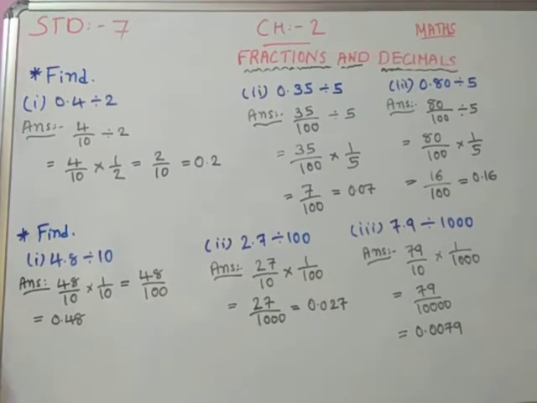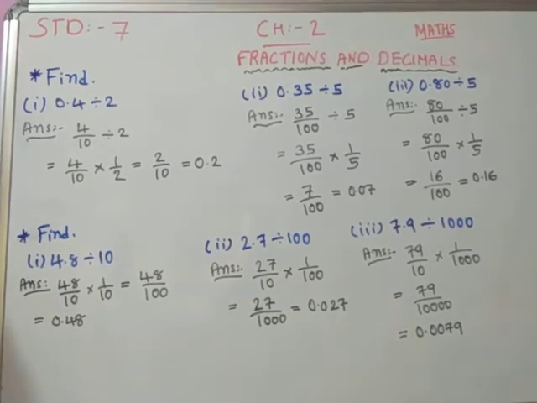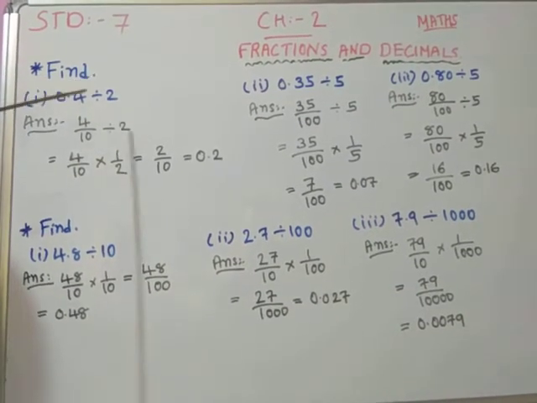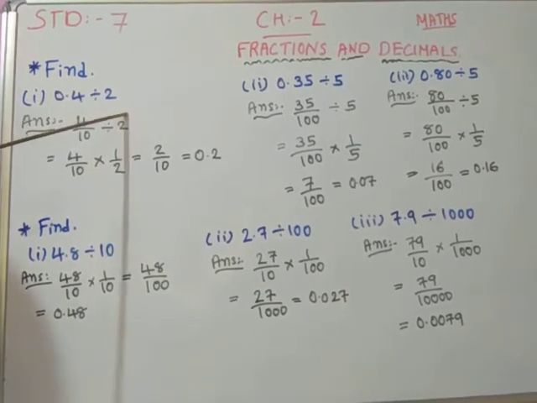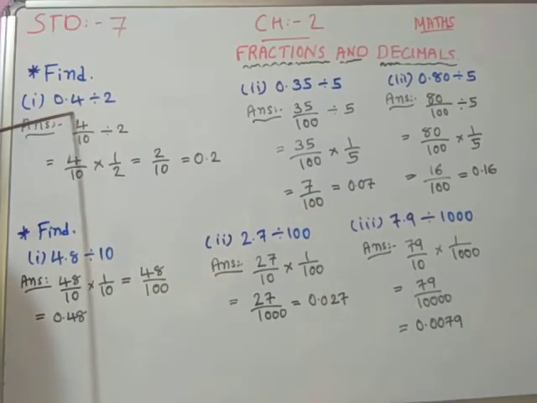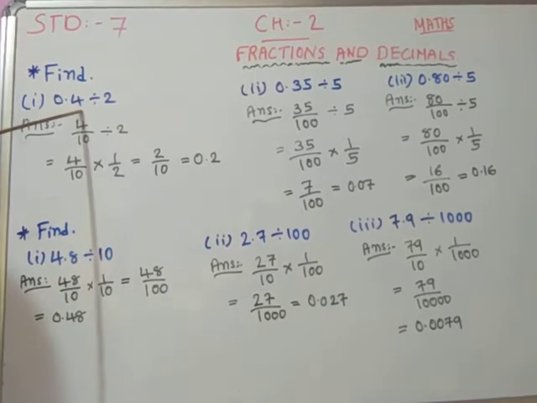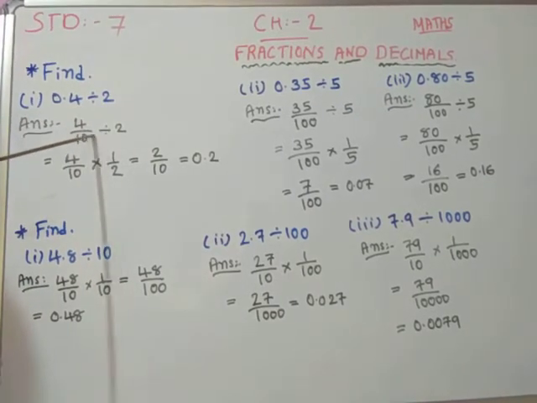Now let us understand the division of decimals. Let's take an example. Find 0.4 divide 2. Now first convert into simple form. After the point there is 1 digit. So here below it's 1 0.